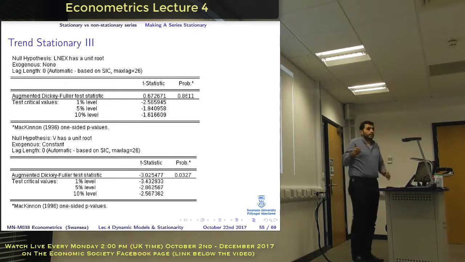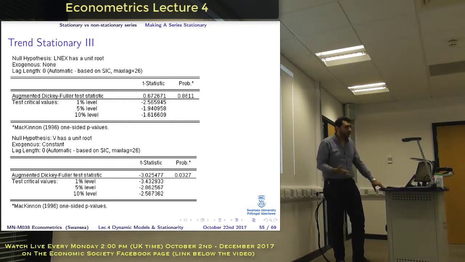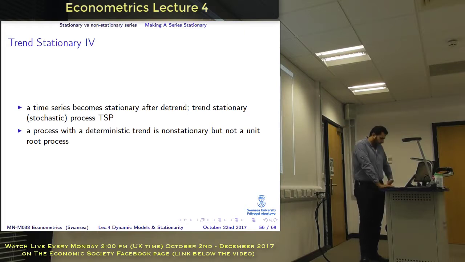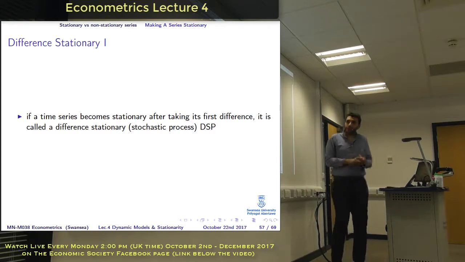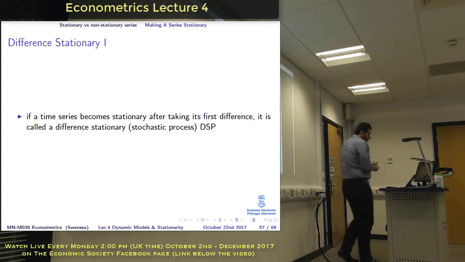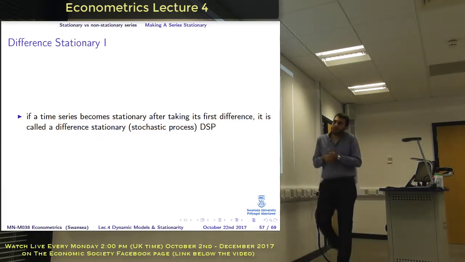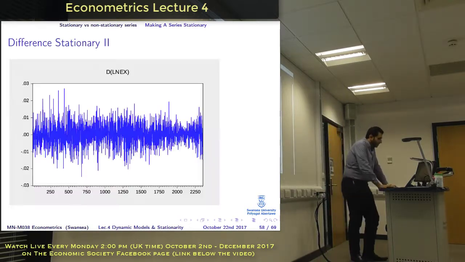So the first one, if it is trend stationary, then you could just detrend the data, and that would solve the problem. Another way is the difference stationary, which means if you take the first difference, or you difference the data, this might solve the problem. In that case, it's called difference stationary. So how does that work?